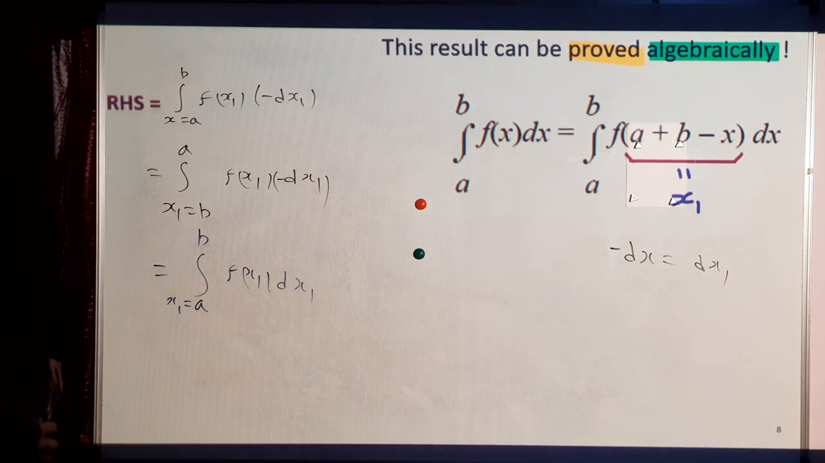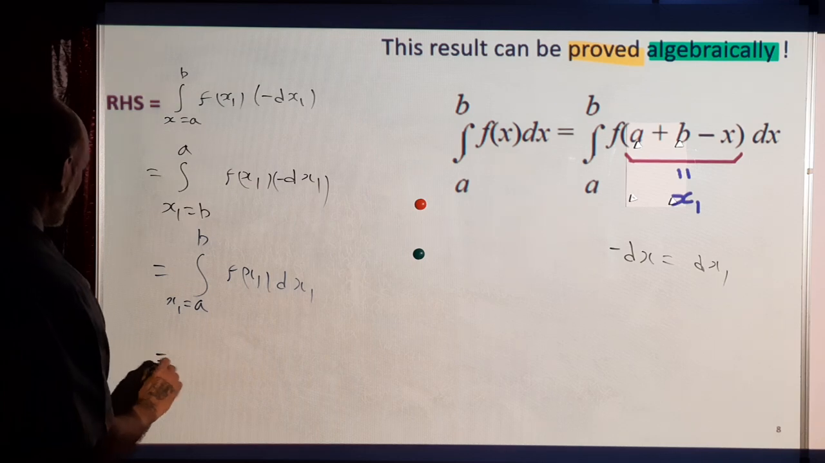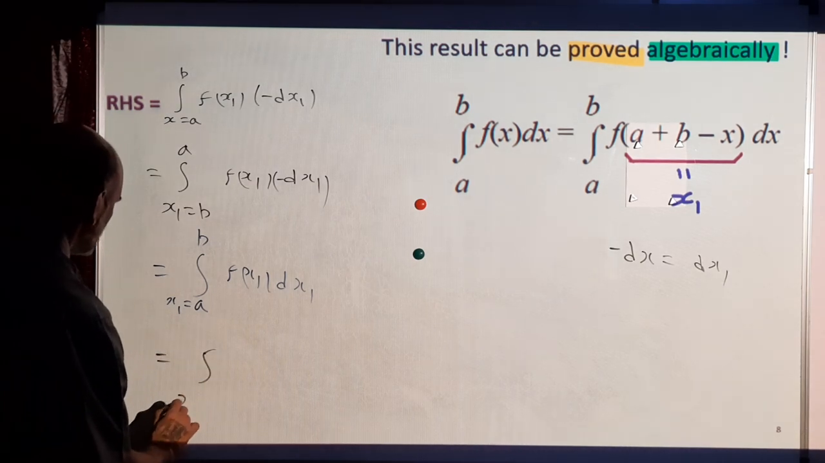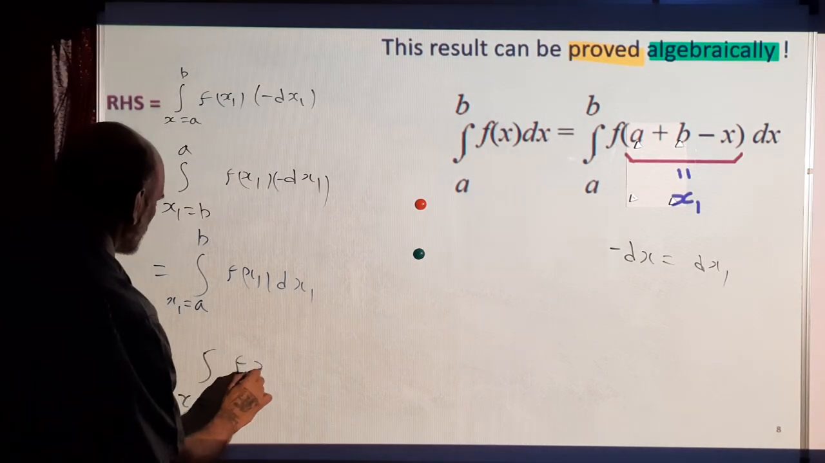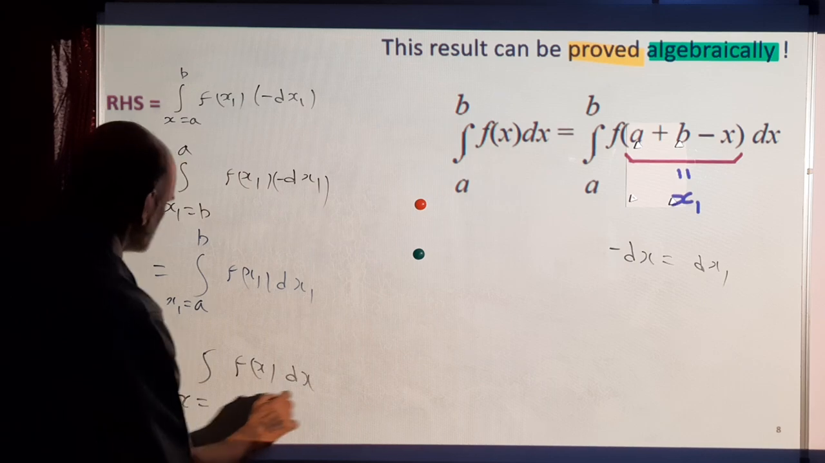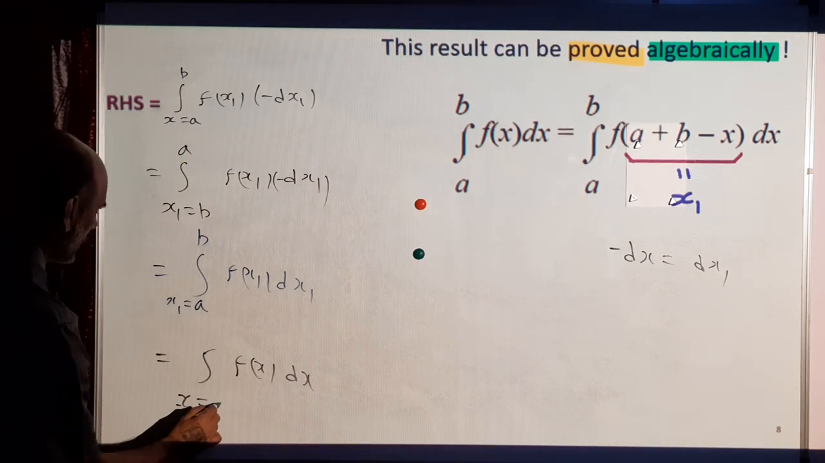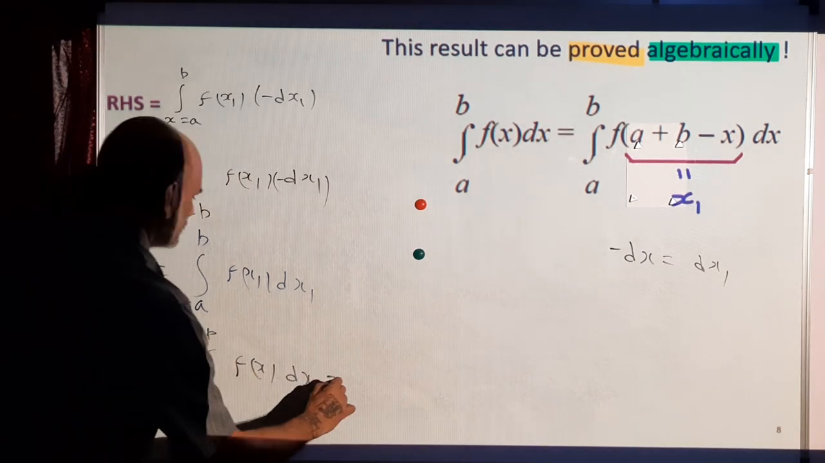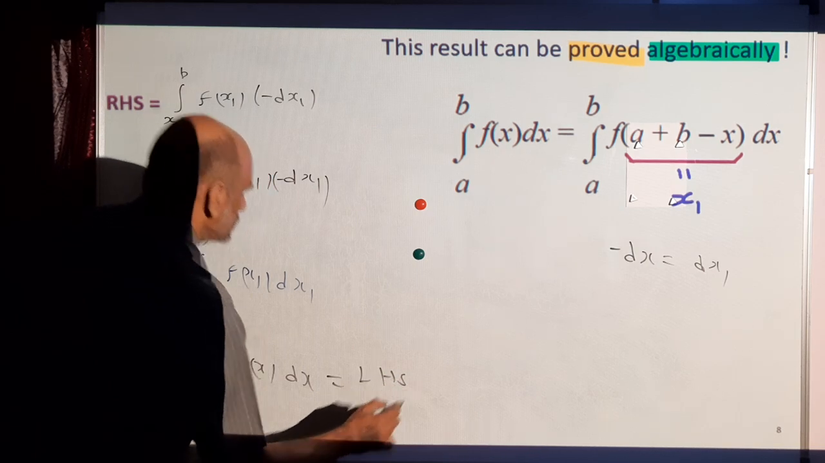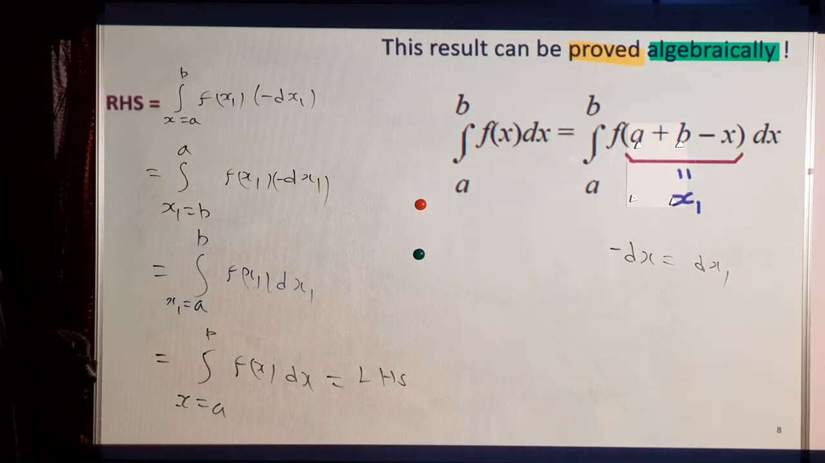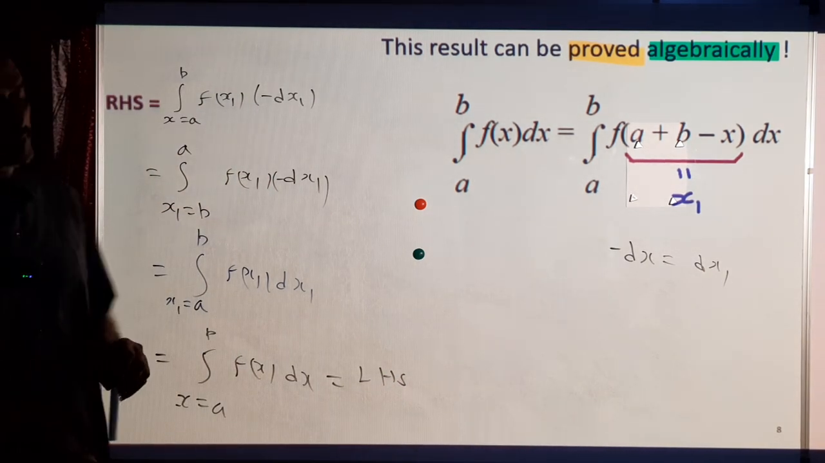Now I can change the variable from x1 to x. So the integral of f of x is just a change of variables. So x1 will become x, from a to b, which is the left hand side. So this is the proof of King's rule, proved algebraically.